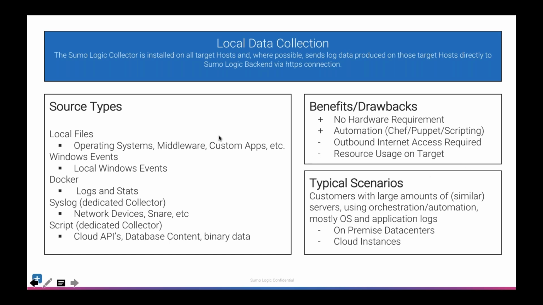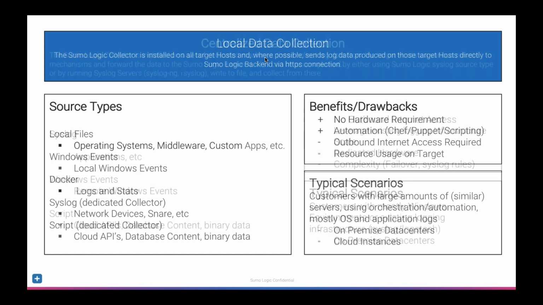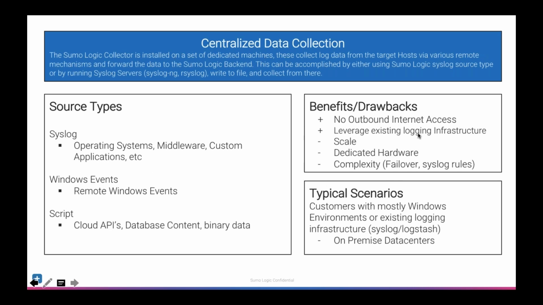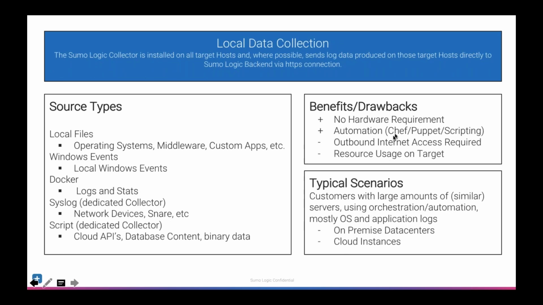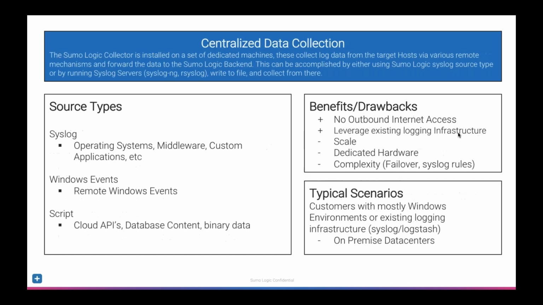They'll use some local data collection on those web servers, test the waters, make sure that is what they want. And as they see that they can scale, if they already have a login infrastructure, they'll switch over to a centralized data collection. Otherwise, they'll start moving into automation using Chef or Puppet or some sort of scripting so that they can automate the deployment of these collectors across their multiple hosts as well.